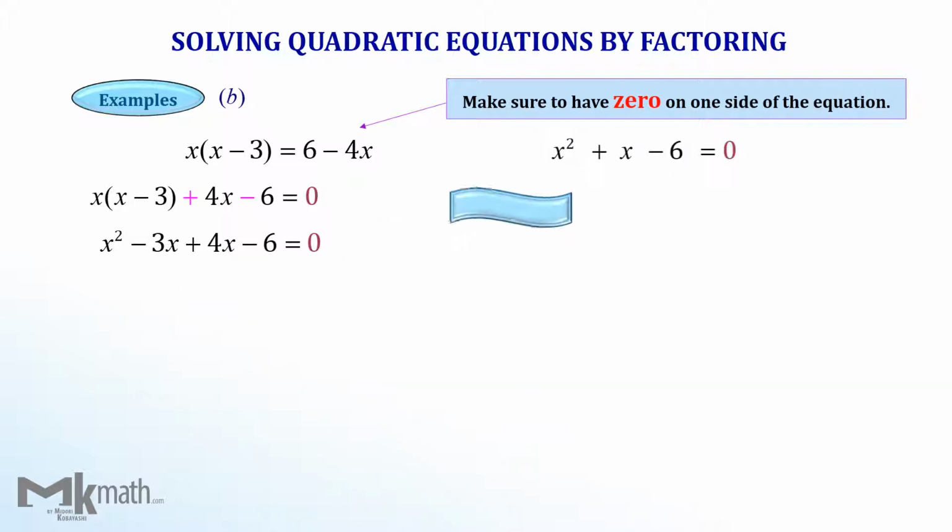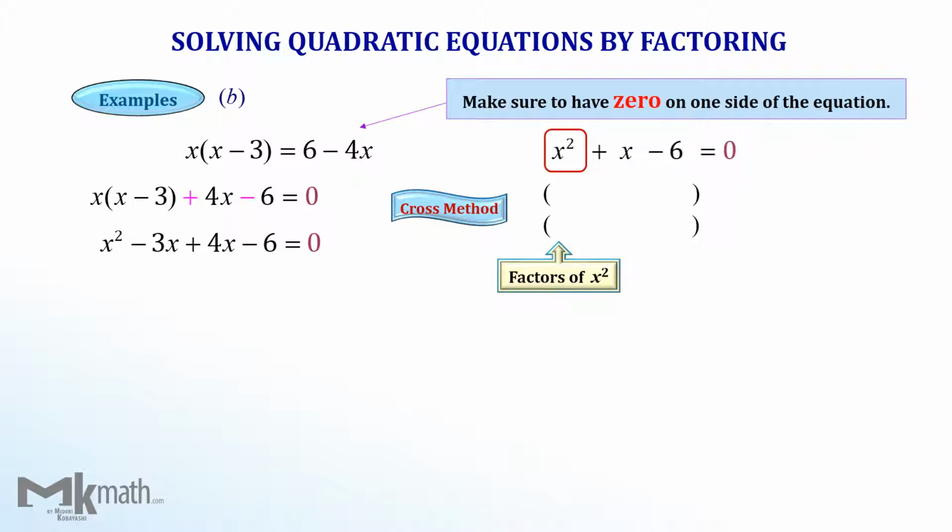Let's try to factor the left side of the equation by cross method. If you'd like to know more details for this method, please watch my separate video which is called factoring. Write two sets of brackets to start. For the first term, think about the factors of x squared, and place each factor x in the left part of each bracket. Next, move to the last term.